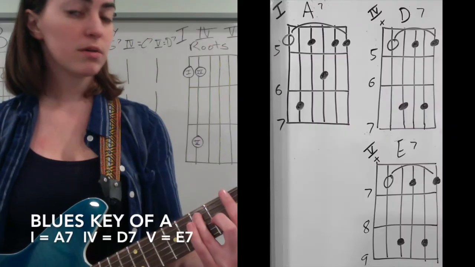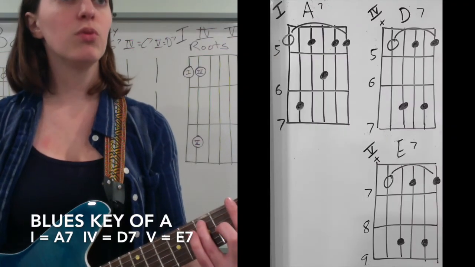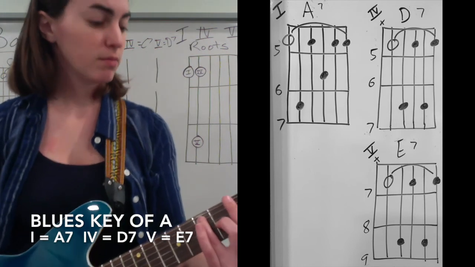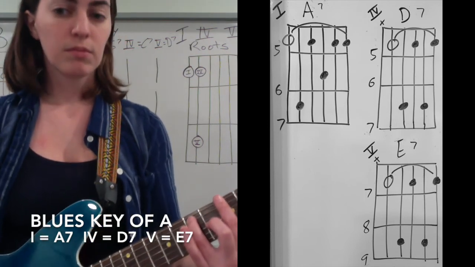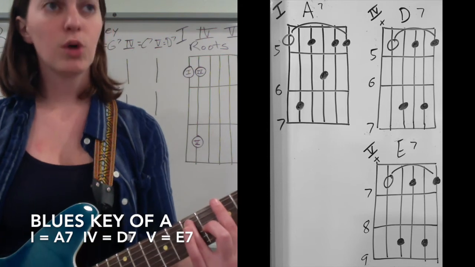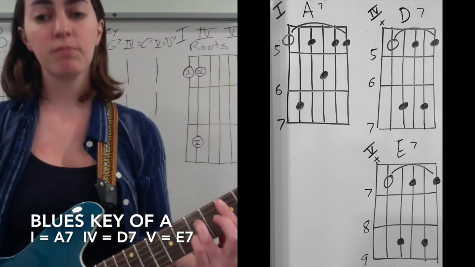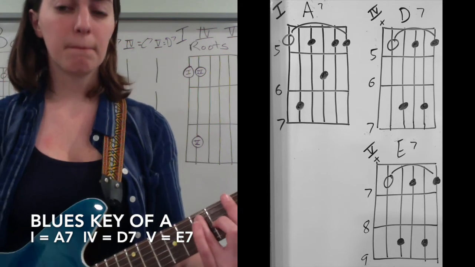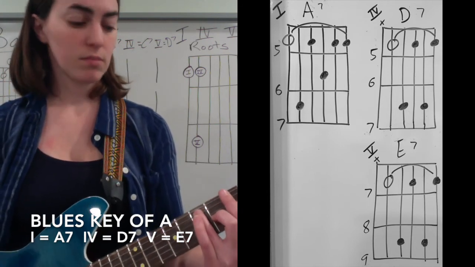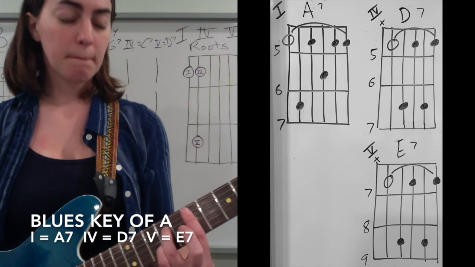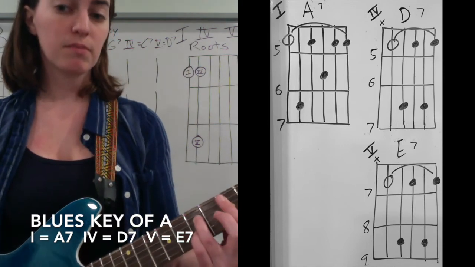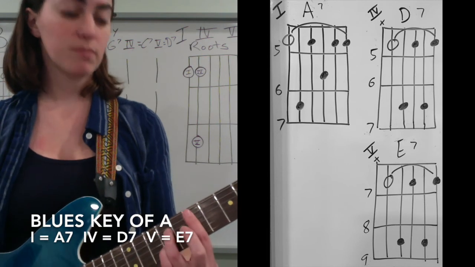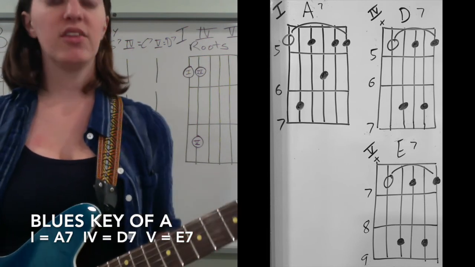So a 1, a 2, a 1, 2, 3, 4. Go to D7, back to A7. That takes you back to the top.